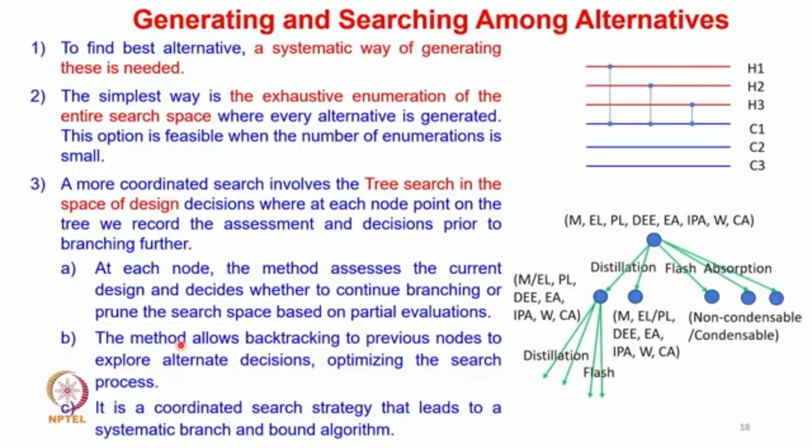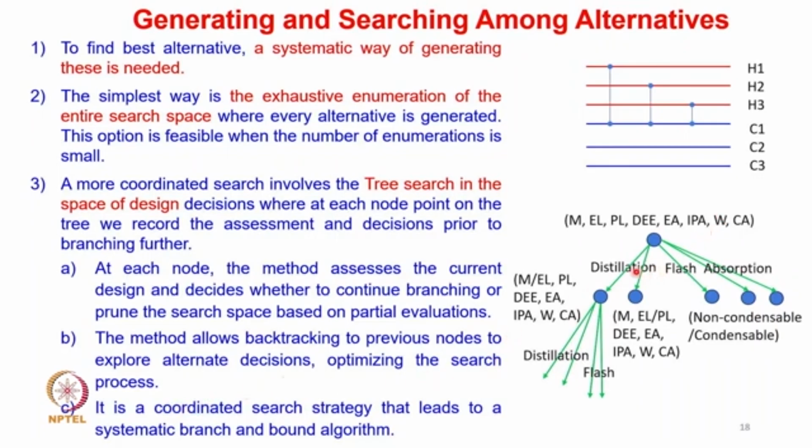The method also allows backtracking to previous nodes to explore alternate decisions, optimizing the search process. This particular methodology clearly is an extension of the branch and bound algorithm, and this is commonly referred to as a decision tree in machine learning jargon.